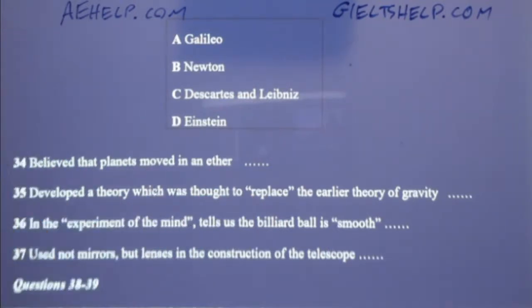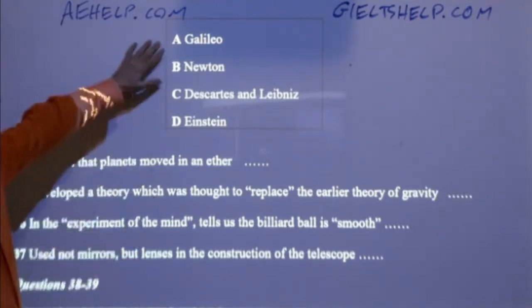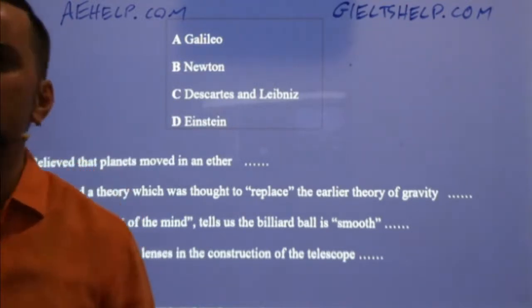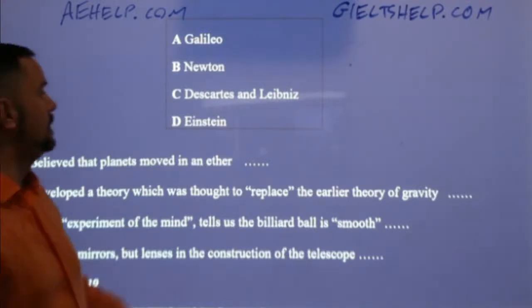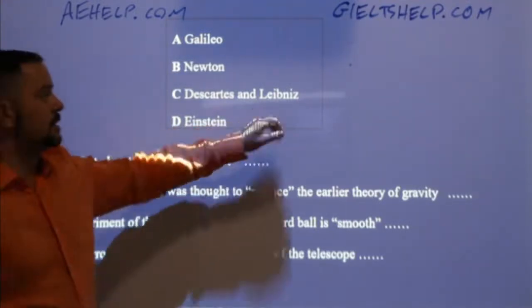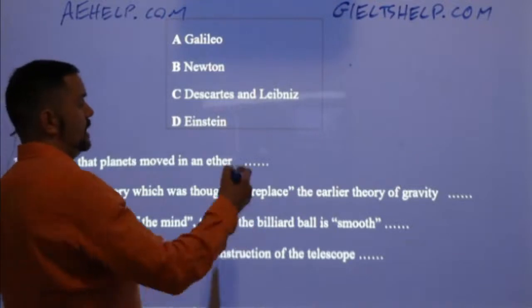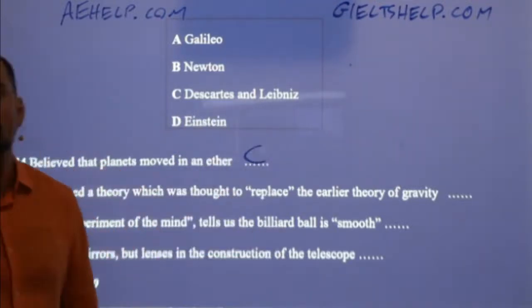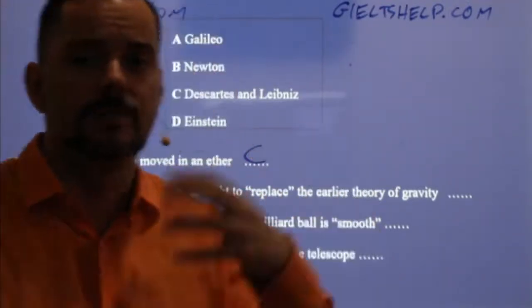Okay. All right. So number 34, believed that planets moved in an ether. A, B, C, or D. Dry Prune says, I'm pretty sure that's C. It was Descartes, René Descartes, and Gottfried Leibniz. Leibniz, German, if I remember correctly. Descartes, French. Okay, so it was Descartes and Leibniz. They thought the planets and objects move in some kind of a liquid. They're not completely off. There are particles between all objects.